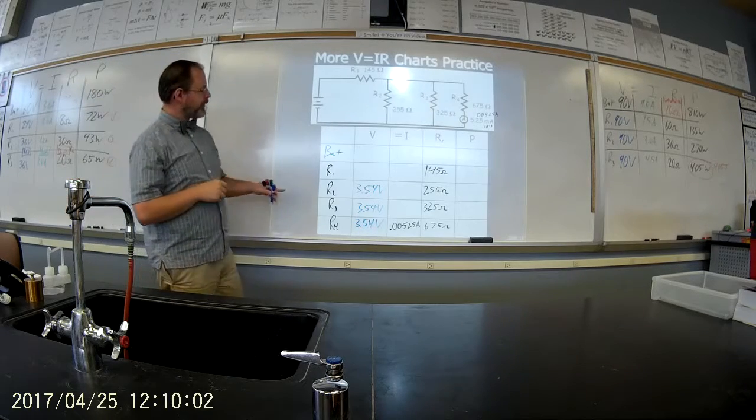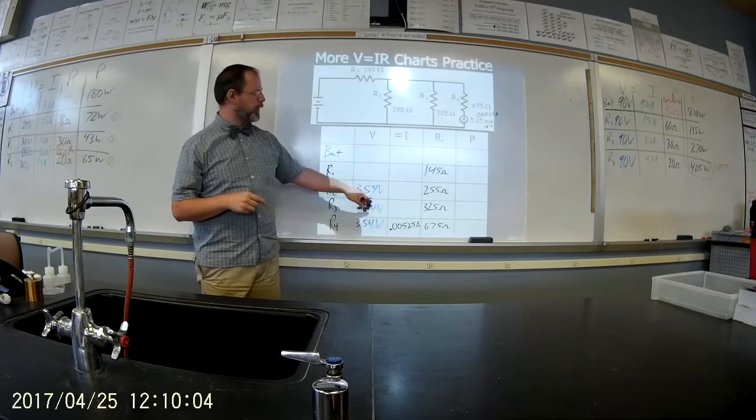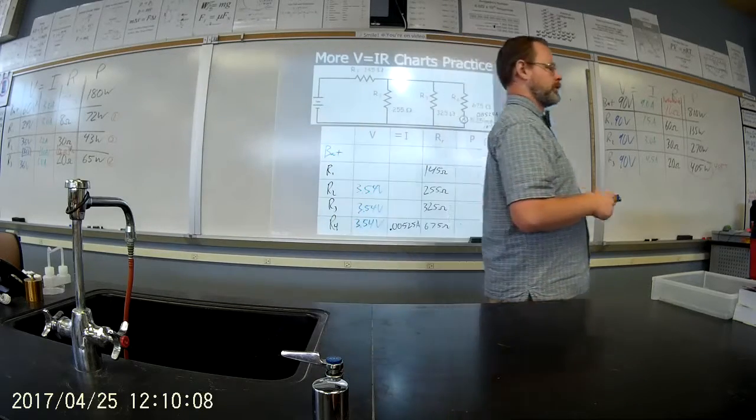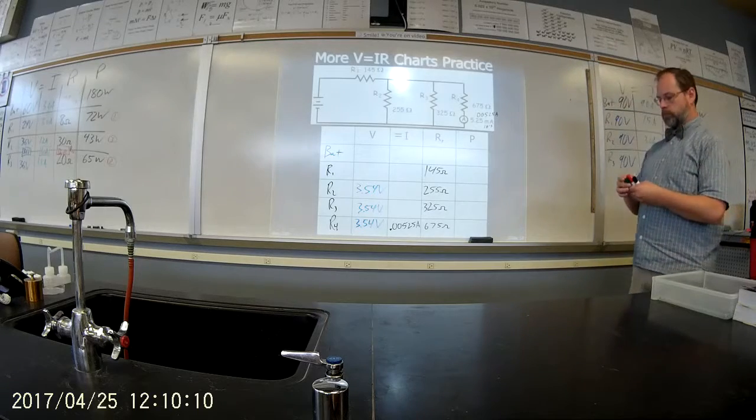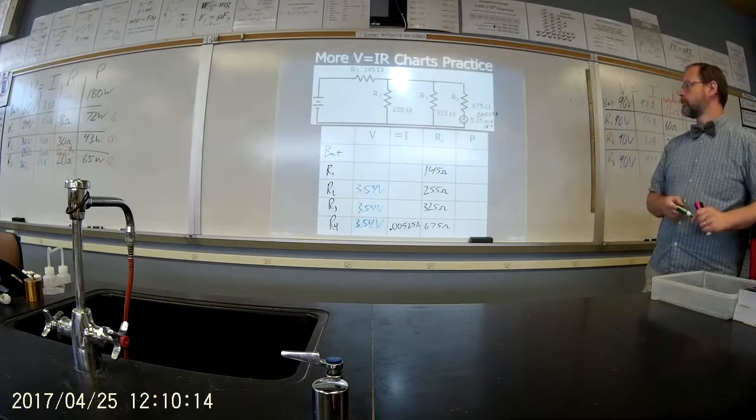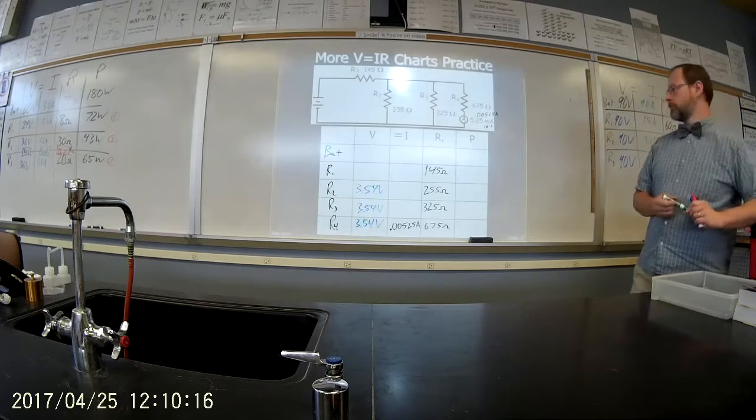Okay, so now that you have the voltages at R2, 3, and 4, can you give me the currents at R2 and R3? R2 is 0, or 0.014.